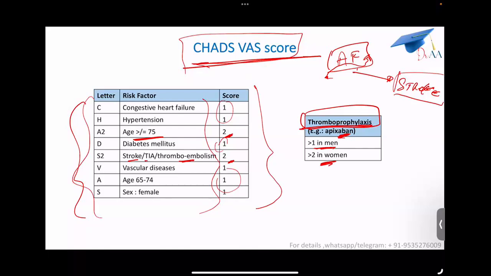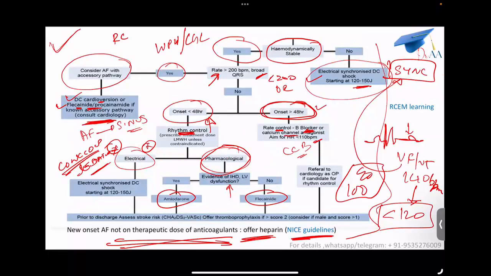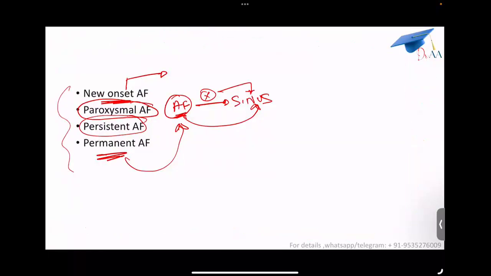Doctor, for the unstable patient, when we give the DC shock, we don't consider whether the attack was before 24 or 48 hours; we will give heparin before giving the DC shock. If it is a new onset AF, not on a therapeutic dose of anticoagulants, or if he's already on them, see, if he is a known case, paroxysmal, persistent, or permanent, he should be a known case of AF already. Then they would have done the CHA2DS2-VASc score, and if he requires any anticoagulants, they would have already given them to him, so it doesn't require any heparin to be given.